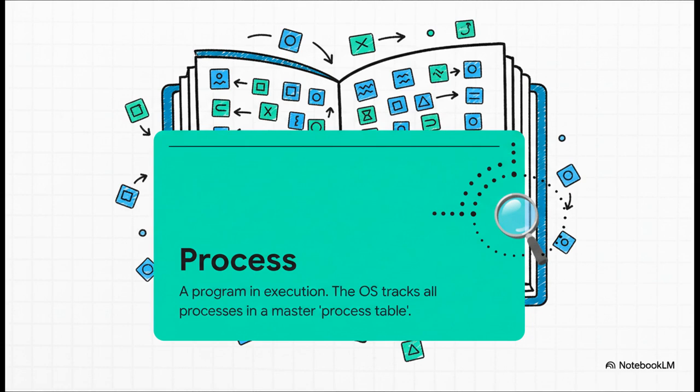And to keep track of everything, it has this master list called the process table. You can think of it like a super detailed spreadsheet of every single thing the computer is doing right now, from what it's working on to how much memory it's using.